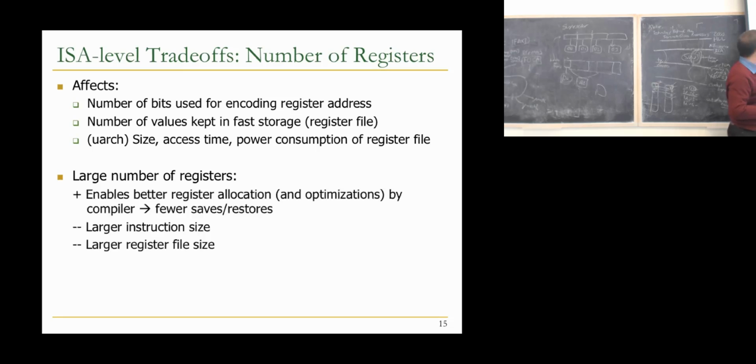Large number of registers, the upside is that it enables better register allocation by the compiler. Remember, the registers are there for a purpose. The values that are used frequently, the values that you keep accessing, are kept in this fast storage. If you have a larger number of registers, the compiler has more flexibility in allocating more values into them. If you don't have enough registers, the compiler doesn't have enough places to keep values, so it needs to save some value to memory for a while and then restore it back. This is called spilling into memory, and we may cover that again later.